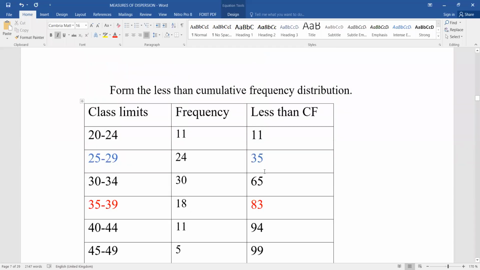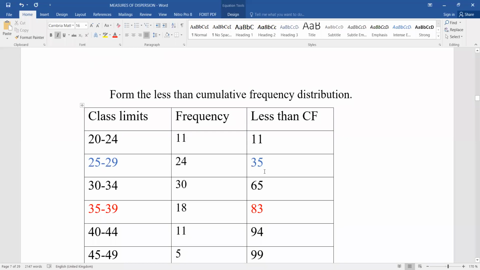Good. So you look for where 25 is. It is not in this class. It is definitely in this class. So you highlight that class. That is where our lower quartile lies, between 25 to 29.